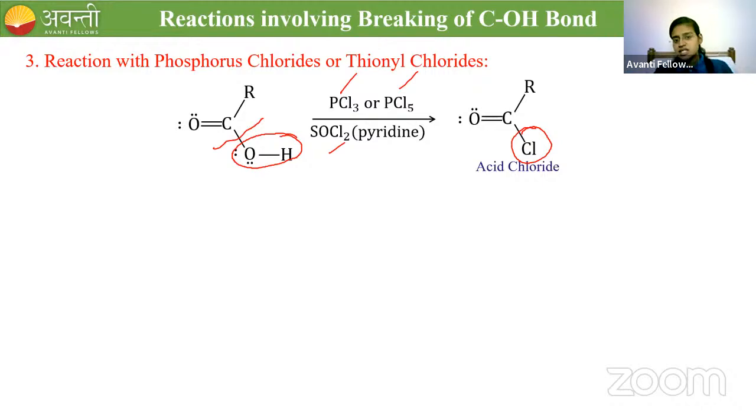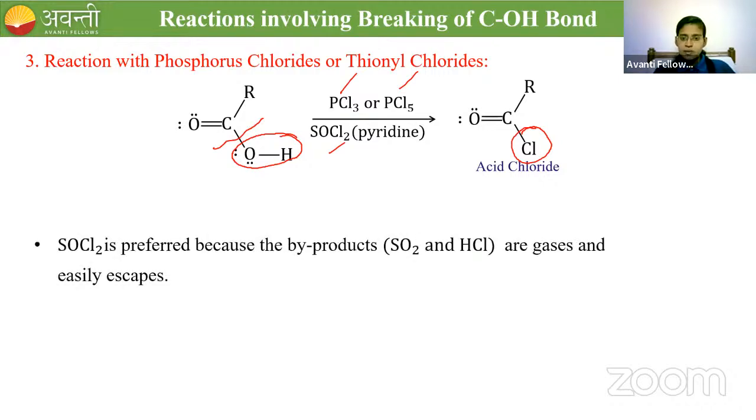Among these three reagents, PCl3, PCl5 and SOCl2, SOCl2 is a preferable reagent because the byproducts formed by the reaction with SOCl2 are SO2 and HCl. Both of them are gases and they can come out of the container very easily. They escape easily and we are left with only the acid chloride in the container. But if you go for PCl3 or PCl5, you have to use some separation techniques to separate the byproduct from the main product, because the byproducts will also be liquid.